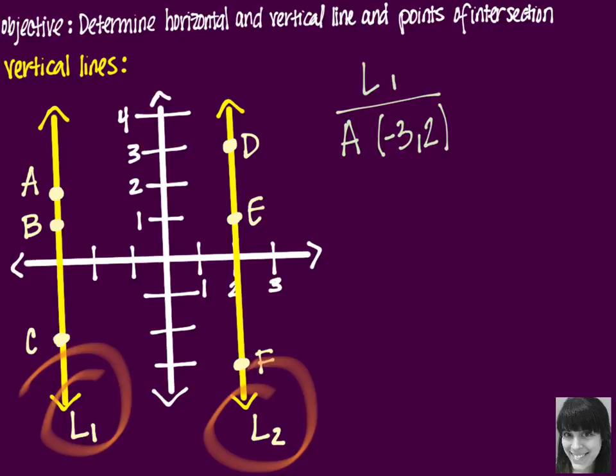And then if I look at B, that point is going to be (-3, 1). And then point C is going to be (-3, -2). So, do you see a pattern in line 1? I do. All of the x's are -3, right?